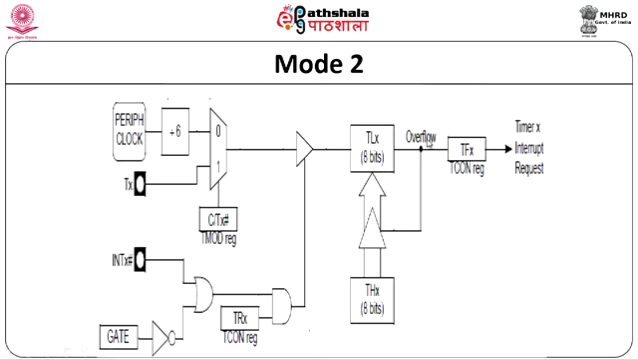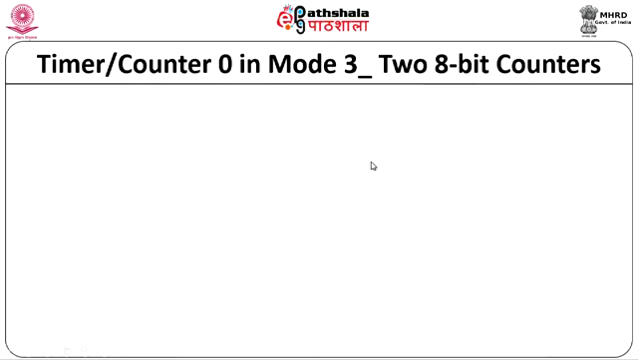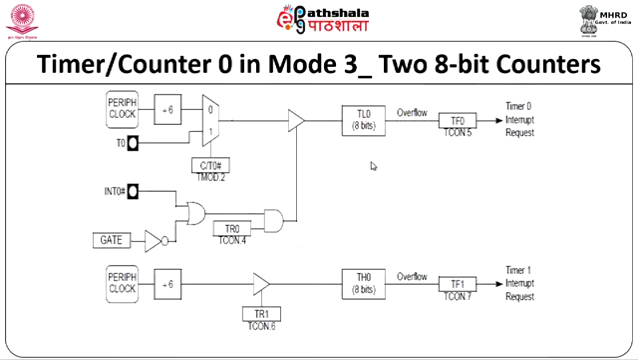So, 8 bits, and if there is an overflow, whatever value is there in THx is loaded over there. If it is a timer, I get a clock from there, and each time I get a clock it gets incremented. If there is an overflow, it indicates it, and at the same time the preset value is reloaded back into TLx. So, this is mode 2. Mode 3 is another one where you will have two 8-bit counters. It is not that widely used.